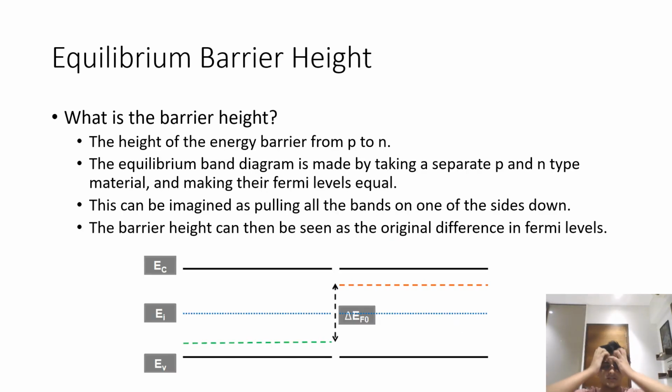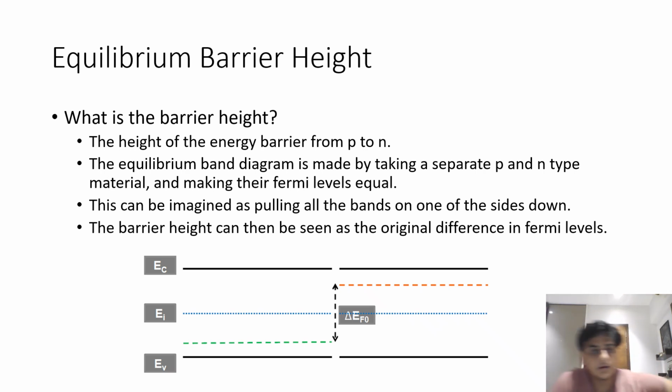Cool. So let's get into doing some mathematical analysis of this diode at equilibrium, right? The first thing I want to talk about is equilibrium barrier height. Now, what is this barrier height that I want to talk about? If you saw on the last slide, we had this diagram of P to N where there was this energy barrier from P to N, or this energy drop that was occurring. We want to know how much that drop actually is, right?